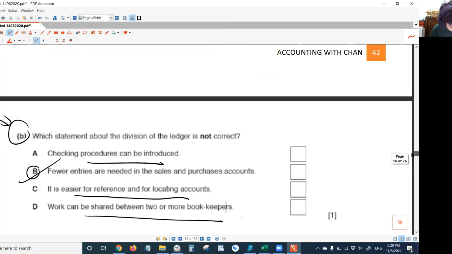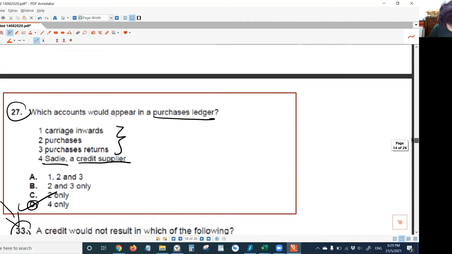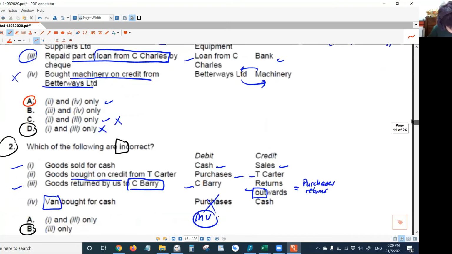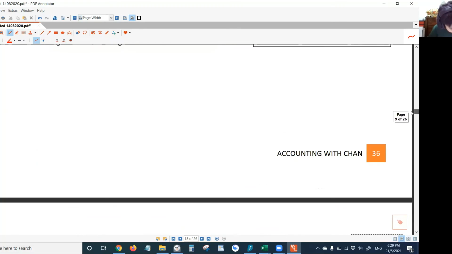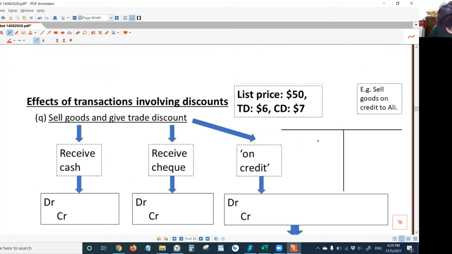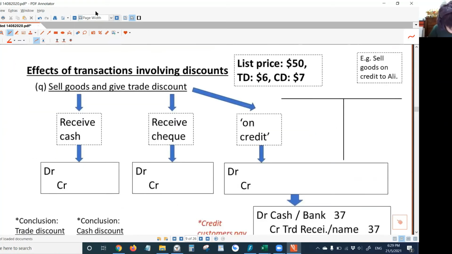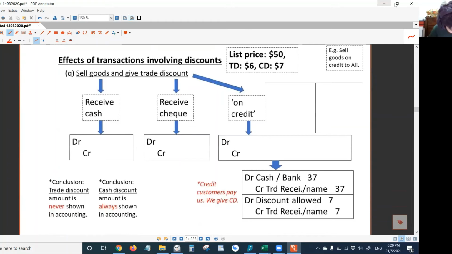We now learn the double entries involving discounts. Come to page number 36. Are you on the same page? Page 36.